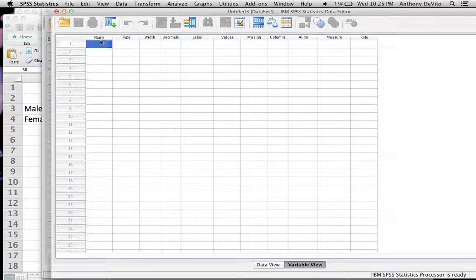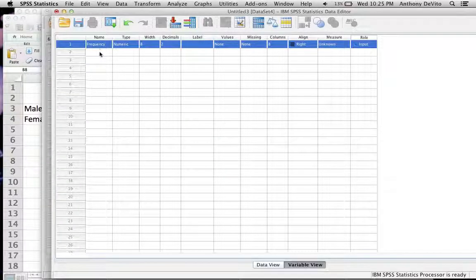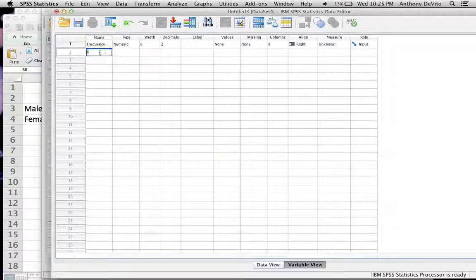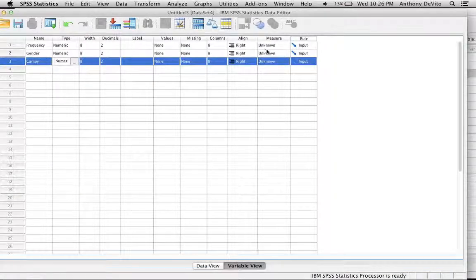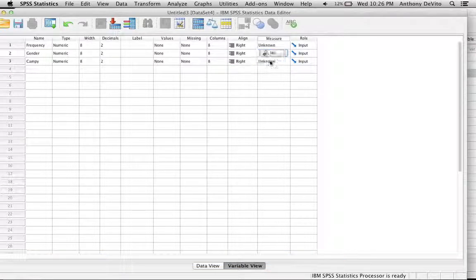I'm going to say my first variable is going to be frequency. My second variable is going to be gender. And my third variable is going to be whether or not the person had Campylobacter, that particular organism. Now I'm going to make the gender and Campy variables nominal, and then I'm going to label them.